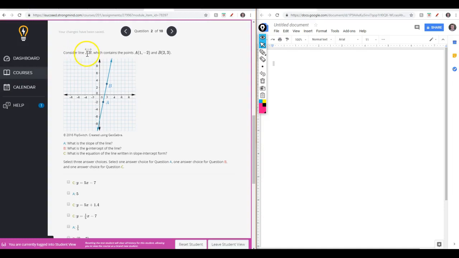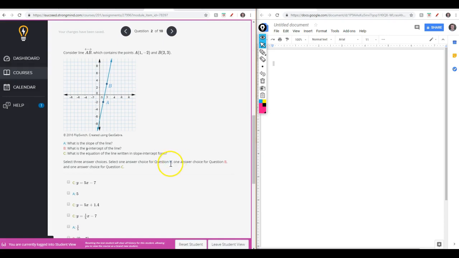Question 2. Consider line AB, which contains the points A at (1, -2), and B at (2, 3). A, what is the slope of the line? B, what is the y-intercept of the line? And C, what is the equation of the line written in slope-intercept form?